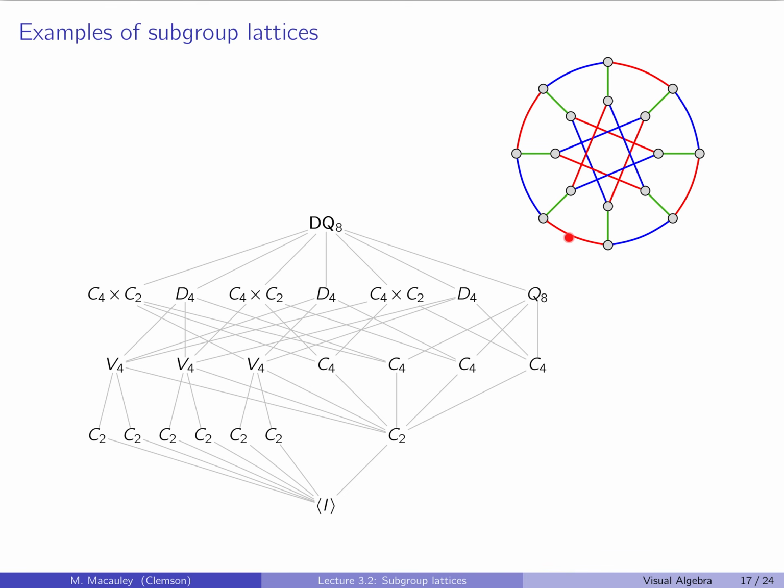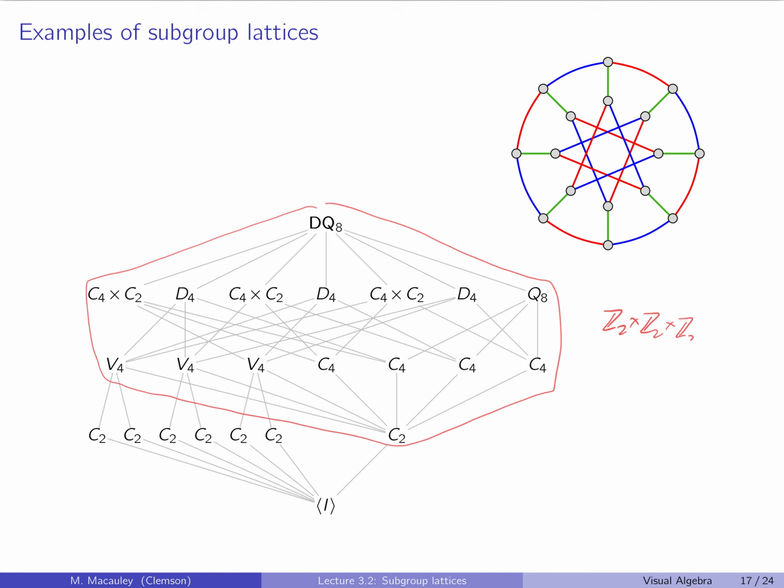Here is the Cayley graph and the subgroup lattice of the diquaternion group of order 16. Recall that we devoted an entire lecture to this in chapter 2. What do you notice? Well, one thing is, if you look at this subgroup and everything above it, have we seen that subgroup lattice before? Slightly rearranged, but yeah, that should look like Z2 cross Z2 cross Z2. That's not a coincidence. Turns out that the quotient of this group by that subgroup is this group.